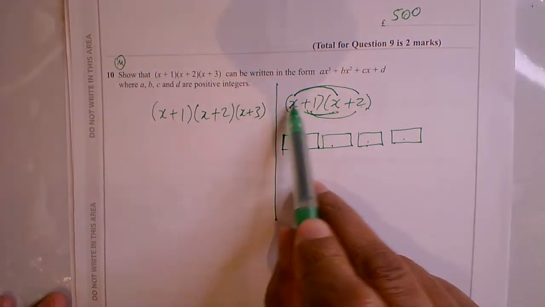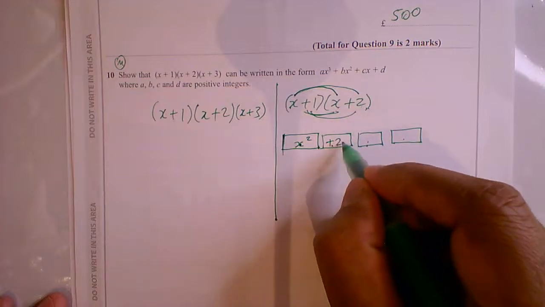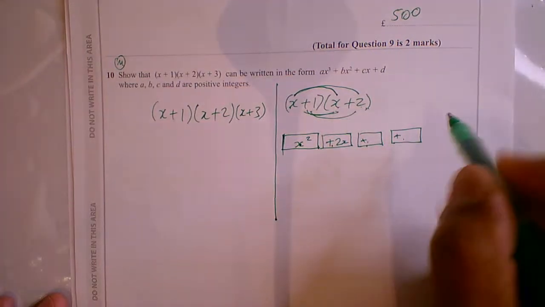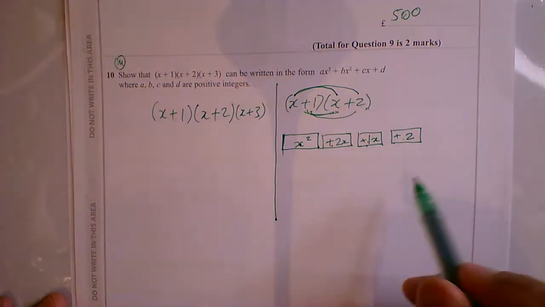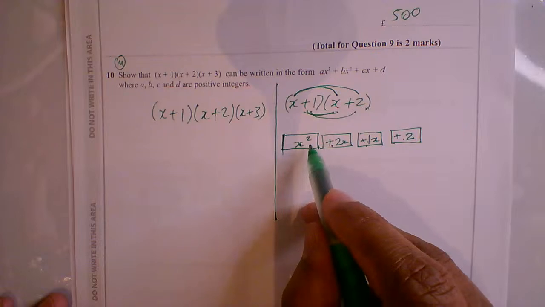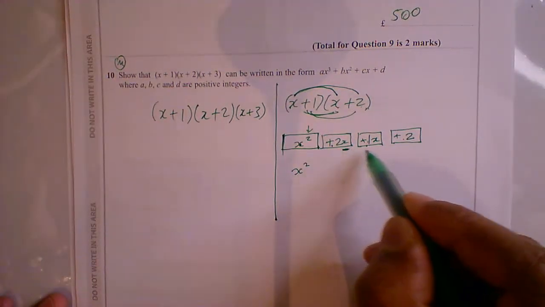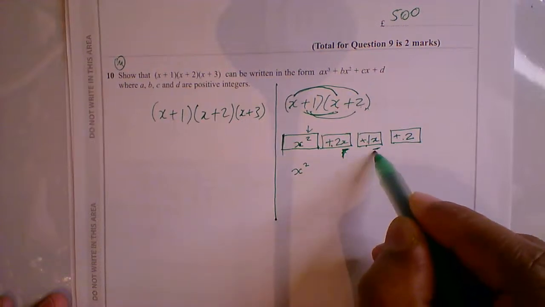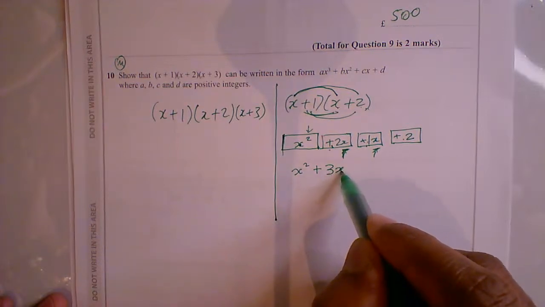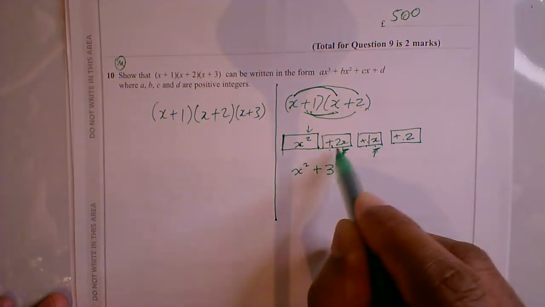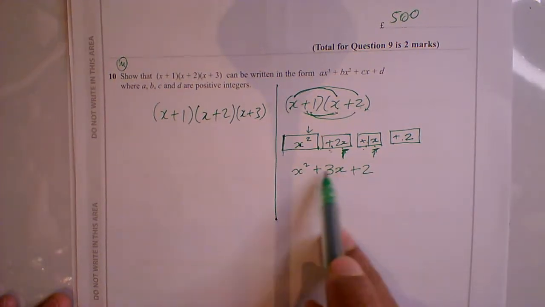So let's expand this out. X times x is x squared. X times 2 is 2x, so plus 2x. All of this is positive, that's a good thing. 1 times x is 1x. 1 times 2 is 2. Now I need to collect like terms and simplify this. This is a squared term, so x squared. This is an x term and an x term, so I can collect these two. 2 plus 1 gives me 3, so that's 3x. Then I've got the number term, plus 2. So I've expanded the double brackets.